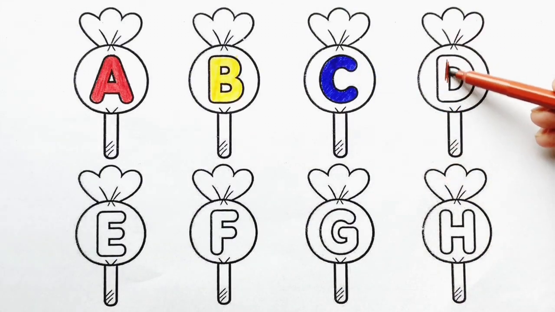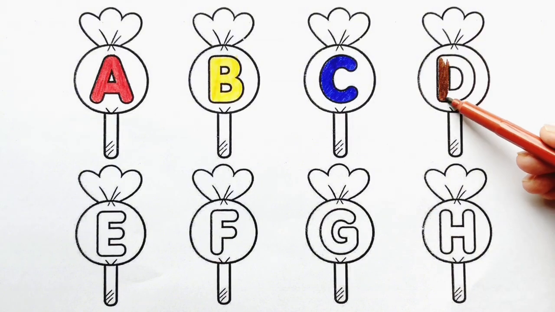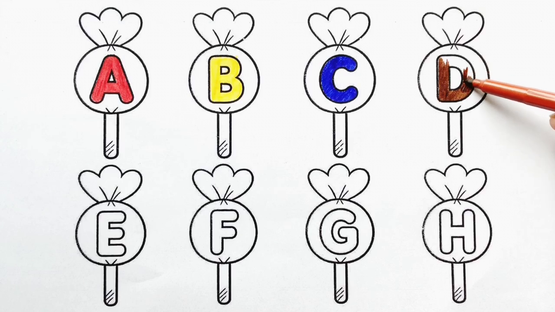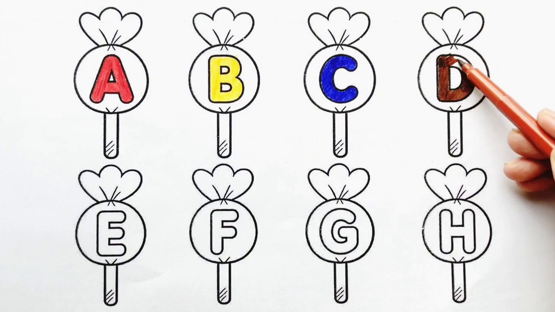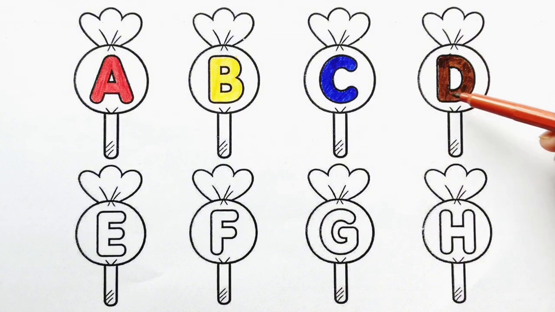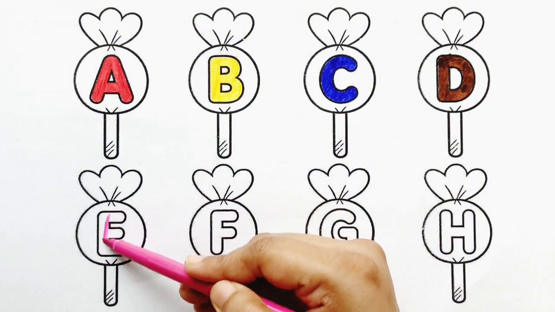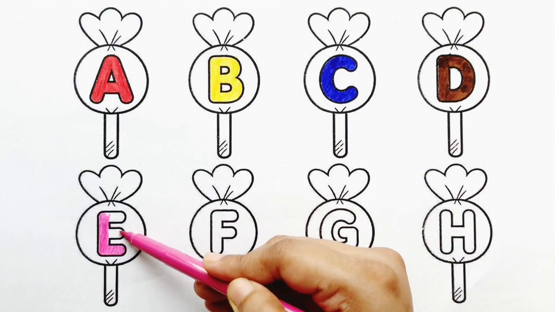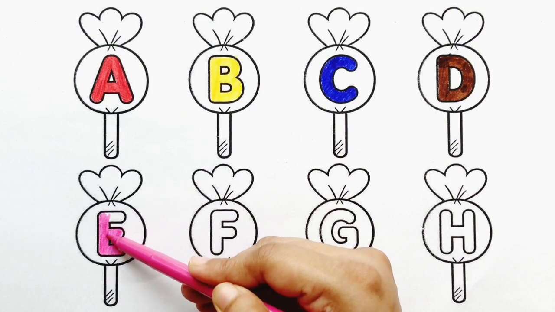Next letter is D. This is a brown color. D for dolphin and D for donut. Light pink color. Capital letter E, E for elephant and E for eagle.